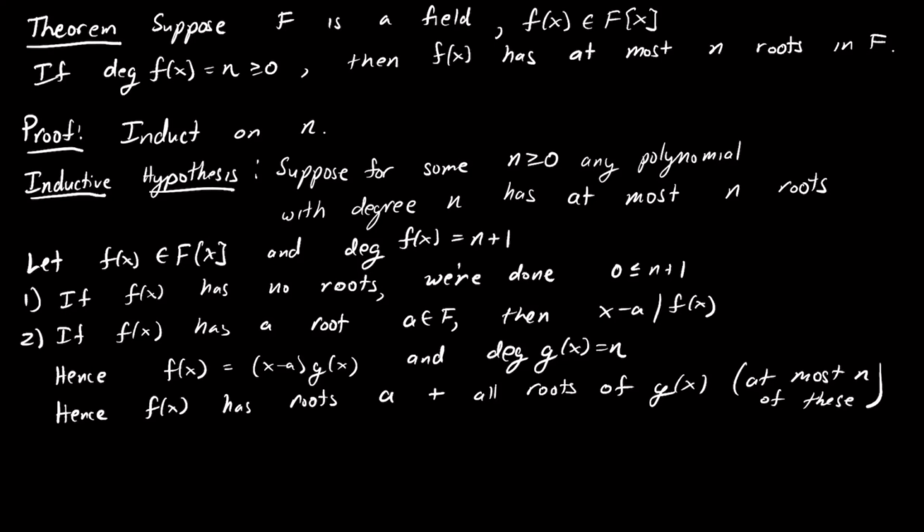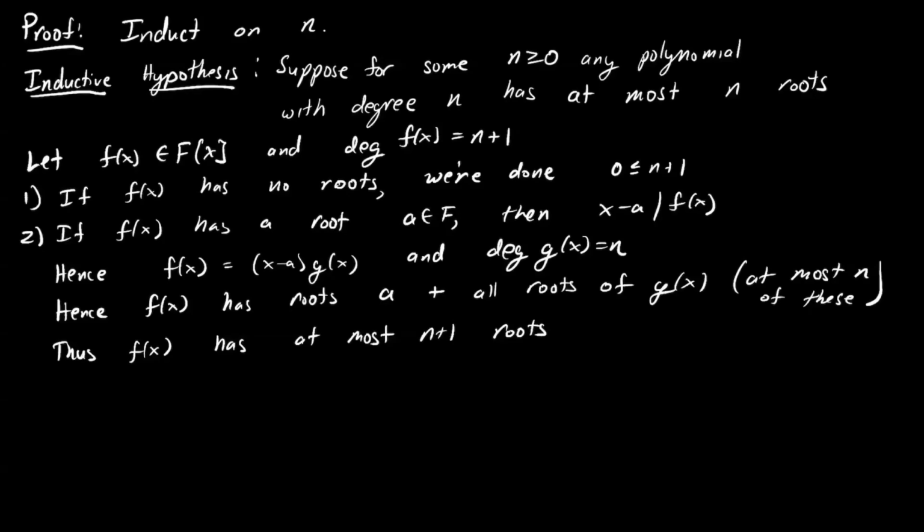Right, there are going to be at most n of these. And what I can then conclude is, thus, f of x has at most n plus 1 roots. Right, it has that root a, and it has however many roots g of x has. And now, one question you might ask is, how do I know I've gotten all the roots of f of x? So let's try to answer that question.